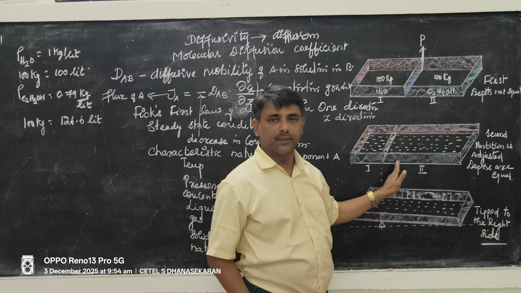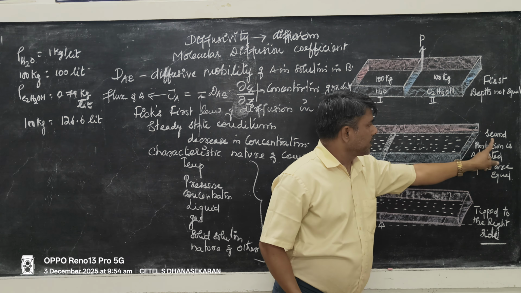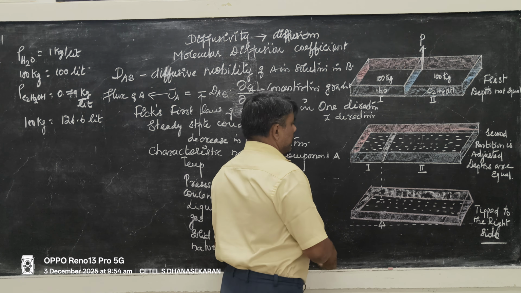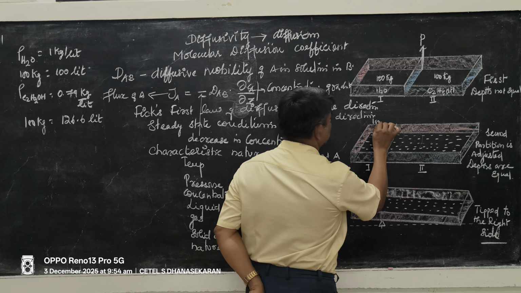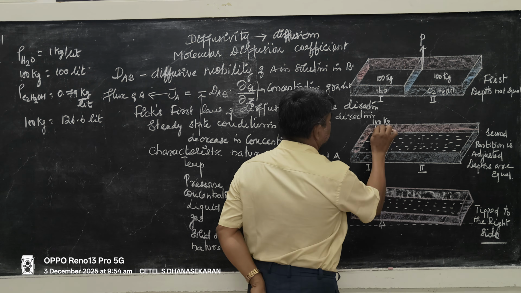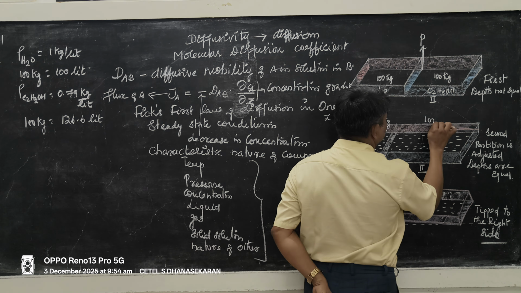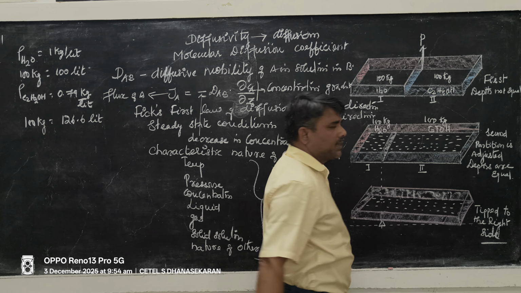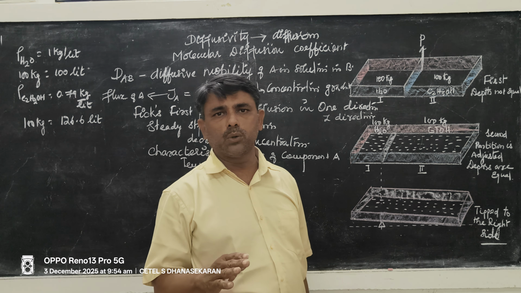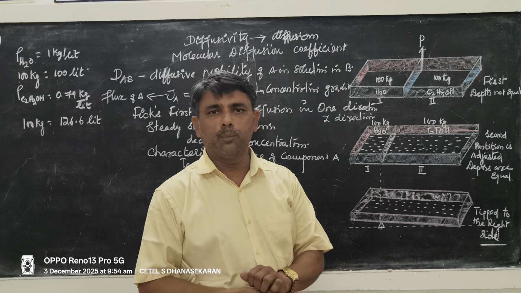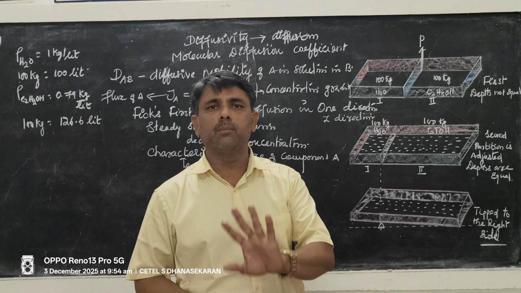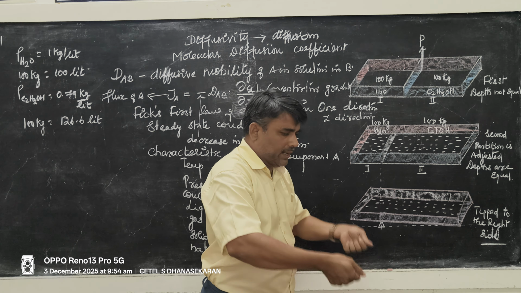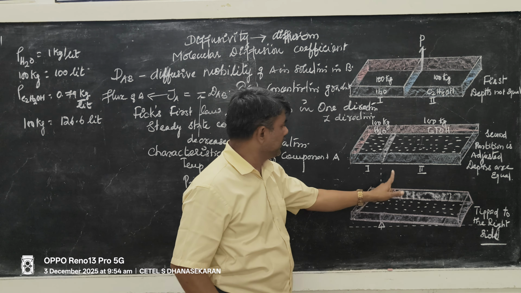This is the second case. Partition is adjusted, depths are equal. This is 100 kg water. This is 100 kg ethanol. Partition is adjusted, depth of the liquid are balanced. One important thing is volume is different but mass is constant. That is ensured by lifting this tray slightly and keeping a knife edge at the bottom.